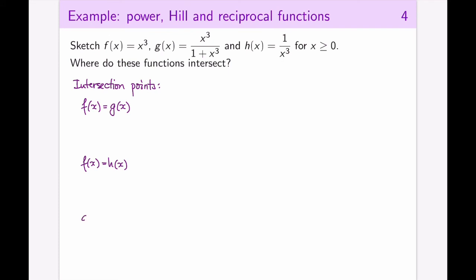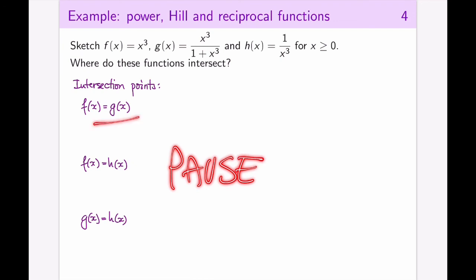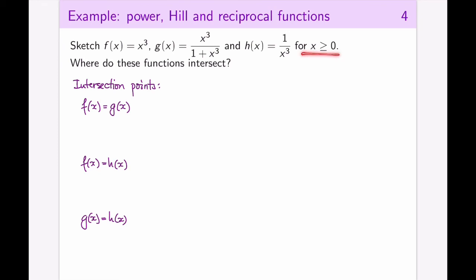And then finally, I'm going to set G equal to H. So I'm looking for the intersection of these two graphs, set them equal, and see what the answer is. Take a minute here, pause the video, and work out what the actual intersection points of all the graphs are going to be, and then try to produce the graph where they all live on the same plane. Notice once again, we're only interested in x greater than or equal to 0.